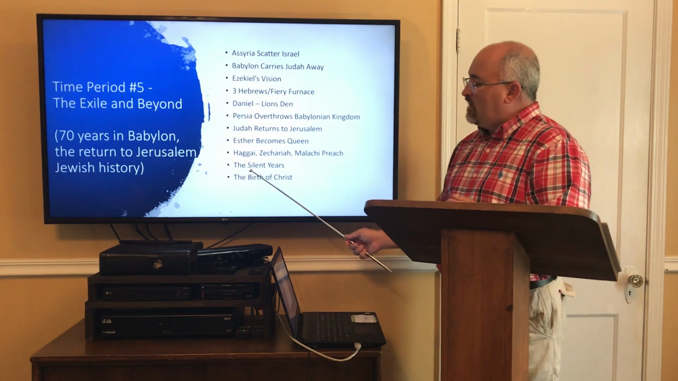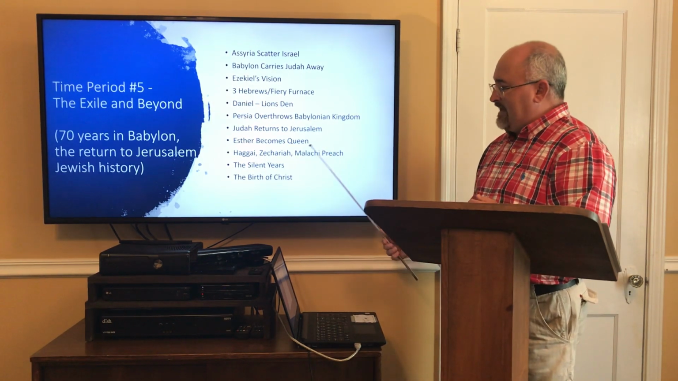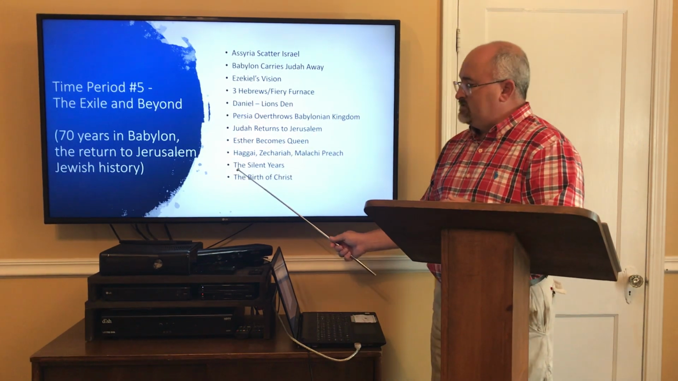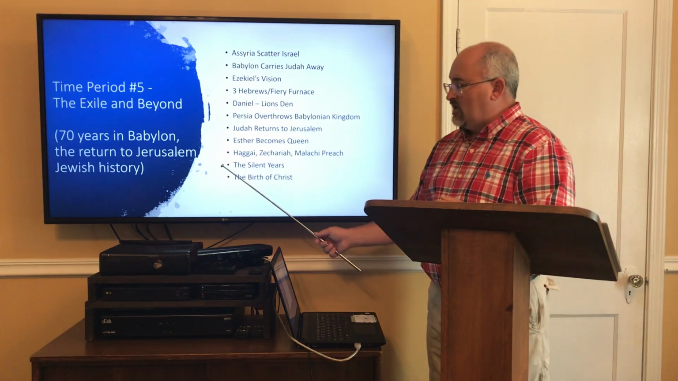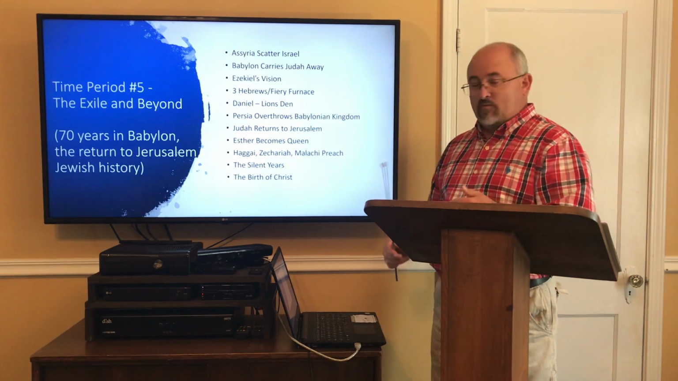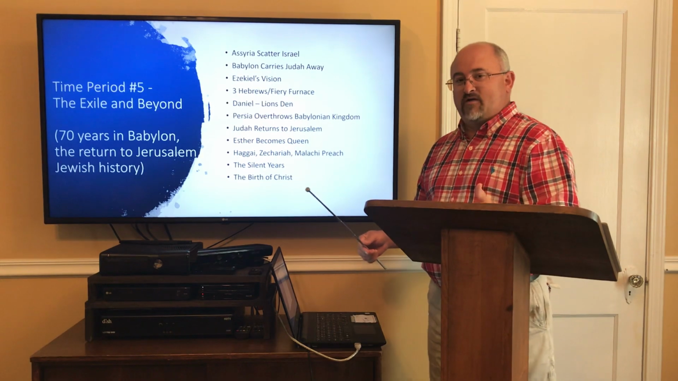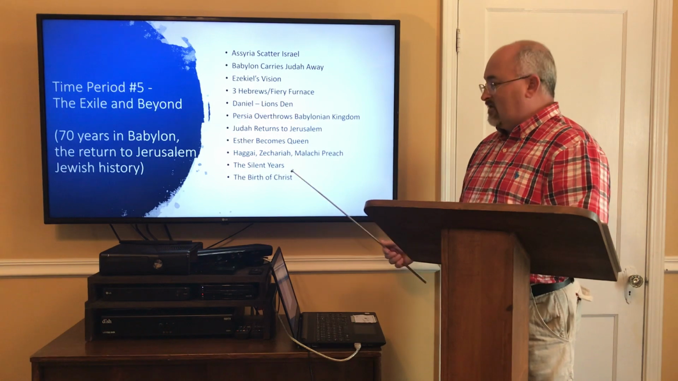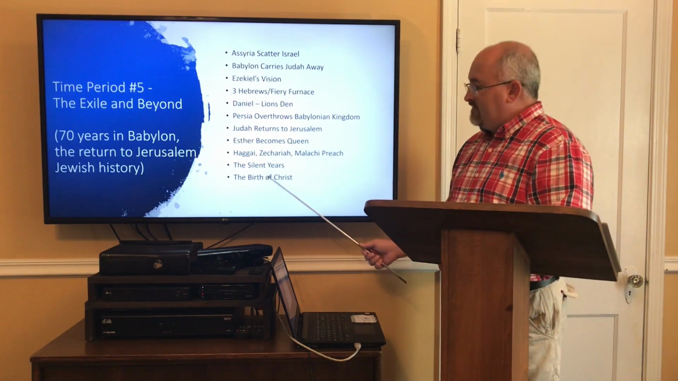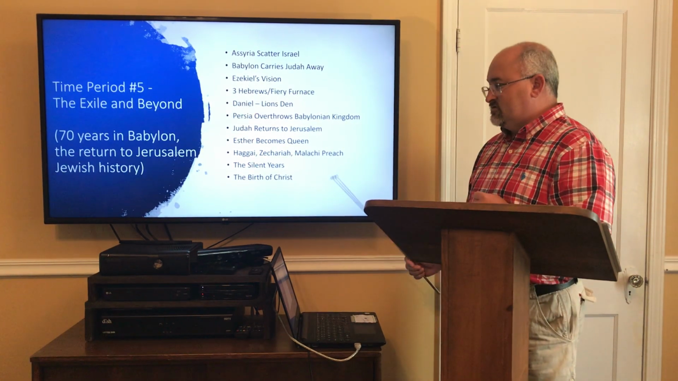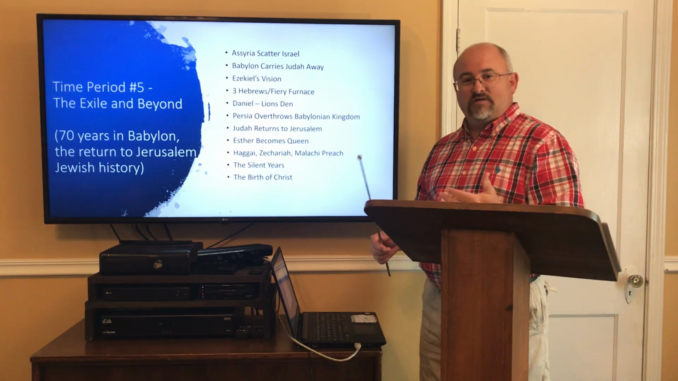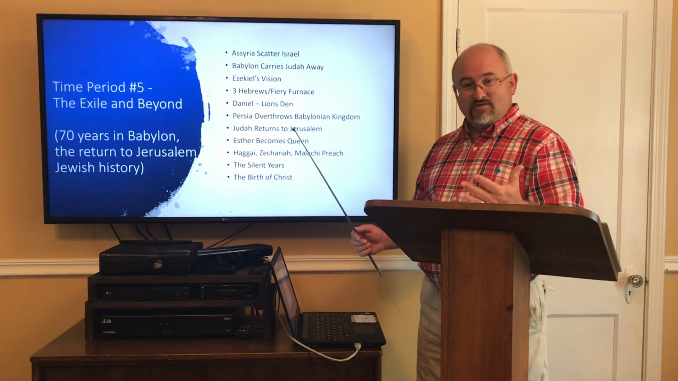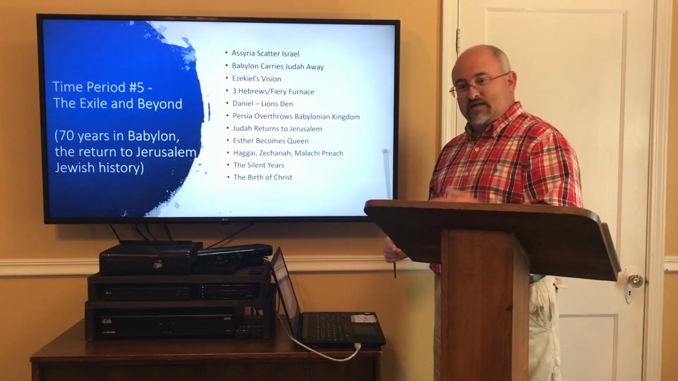Then we have 400 years from the time of Malachi until the time of Jesus Christ, about 400 years. And those are called the silent years. There was no prophecy during that period of time. There was no Bible book written during that period of time. They're called the silent years. And then you have the birth of Jesus Christ and the beginning of the New Testament. Okay? Now that completes the 50 major events in the Old Testament.